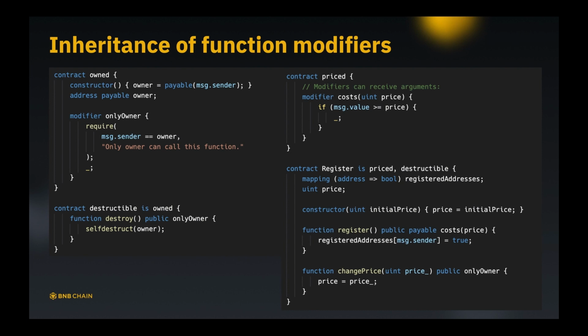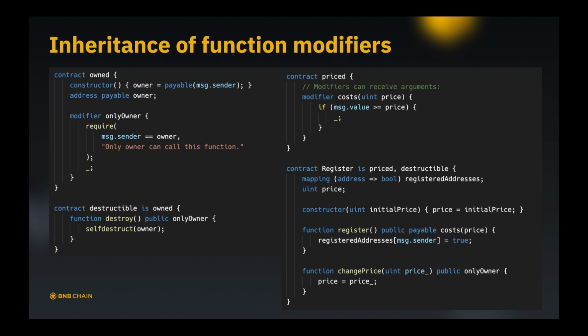As we talked about in the last video, function modifiers can also be inherited, and here we just give an example of this. Contract owned is the familiar one we talked about in the last course, which defines a modifier called onlyOwner. Then we have a contract destructible is owned. That means it inherited from the contract owned. Then it declares the function destroy. This is just the example used in the last video.